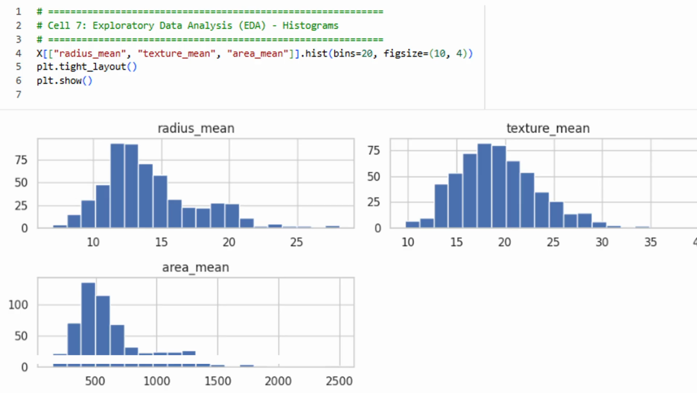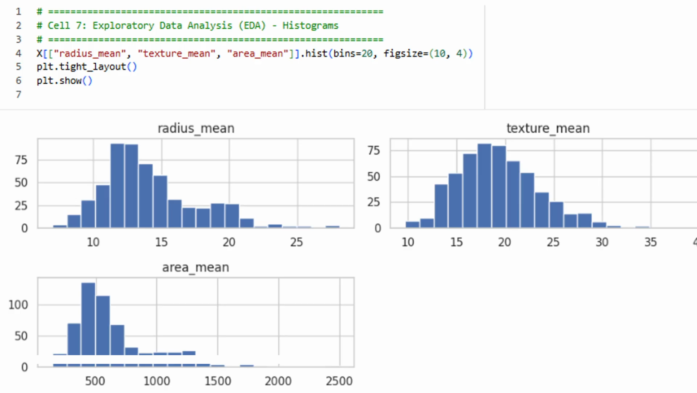Before we train the model, we need to look at the data, because that data is going to tell us a story if we let it. And here we are plotting 3 features: the radius mean, the texture mean, and the area mean. And immediately we notice something. Radius and texture are fairly smooth, almost bell-shaped.